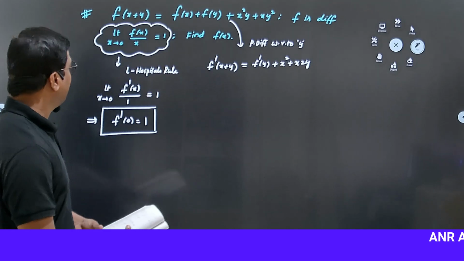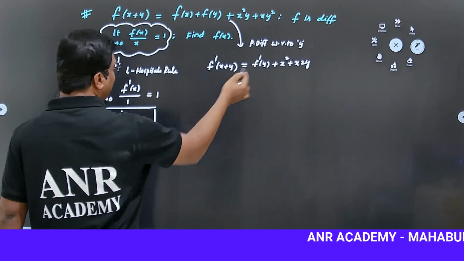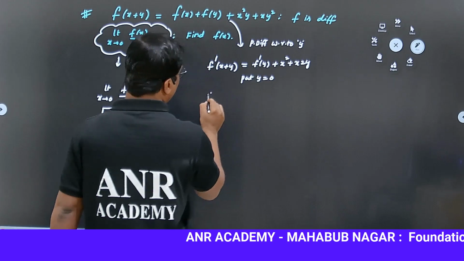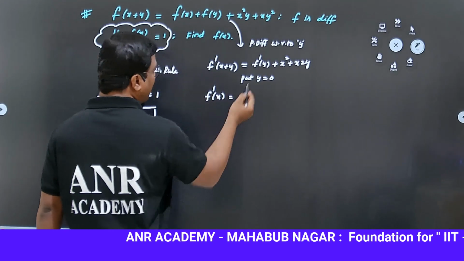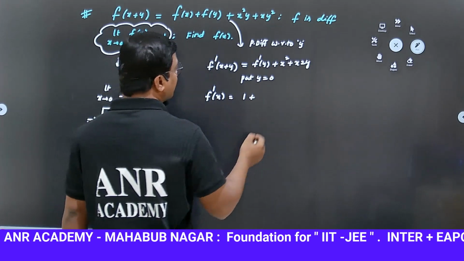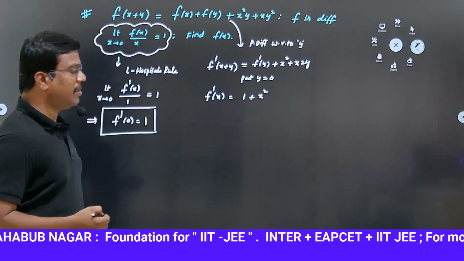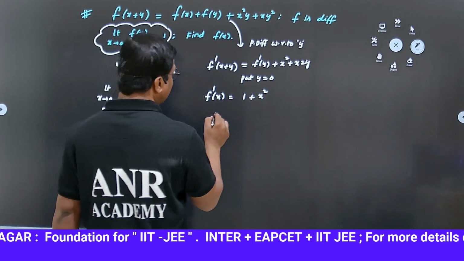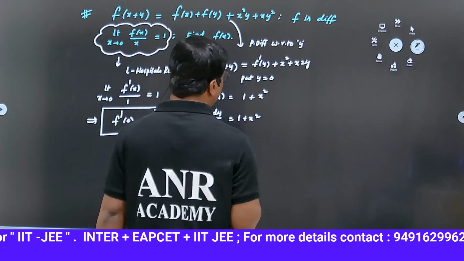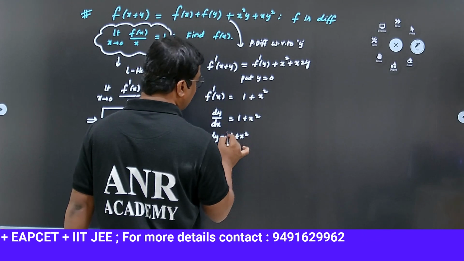Now, to use the condition f dash 0 equal to 1, let y equal to 0. Put y equal to 0. Then what happens? Observe. It is f dash of x, f dash 0, nothing but 1. Next, plus x square as it is, y is 0. f dash x, we got 1 plus x square. f dash x is nothing but dy by dx, that is 1 plus x square. In the next step, I can write dy equals 1 plus x square of dx.